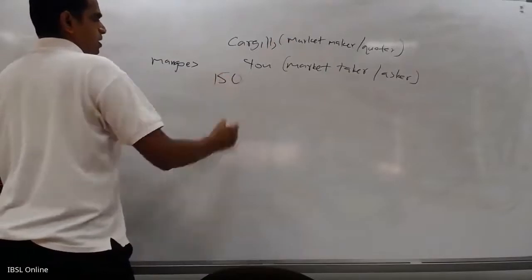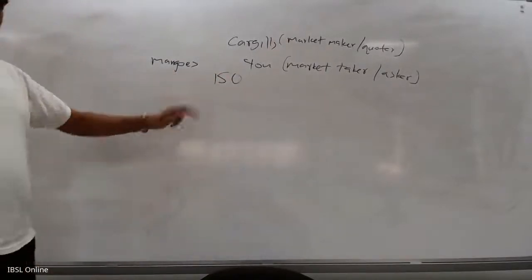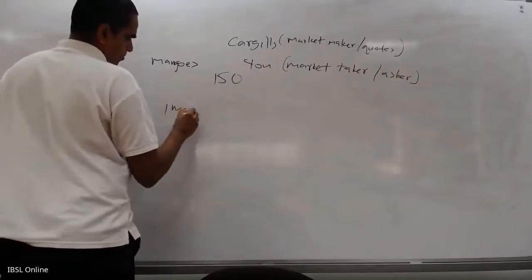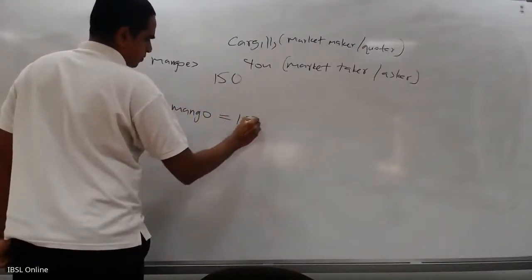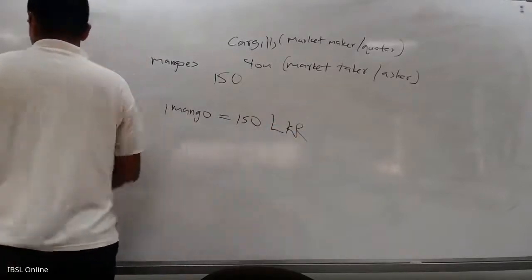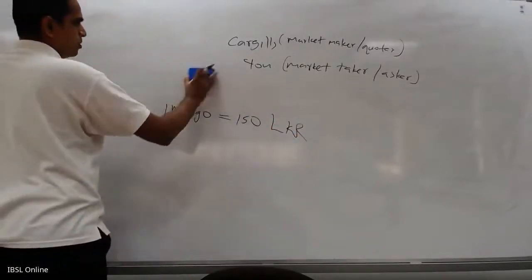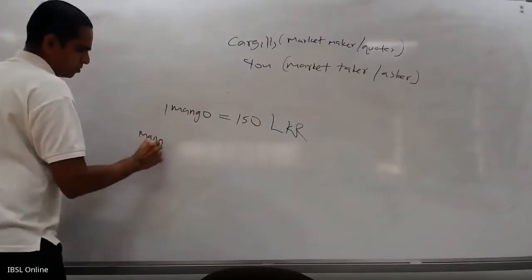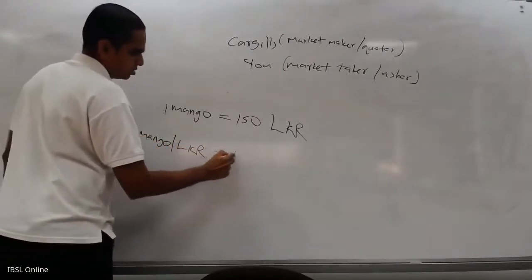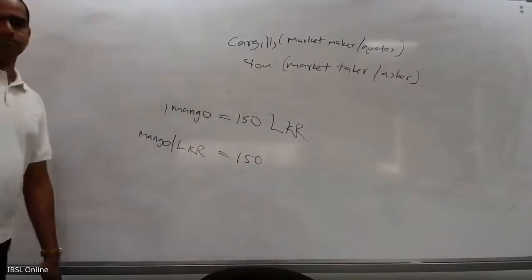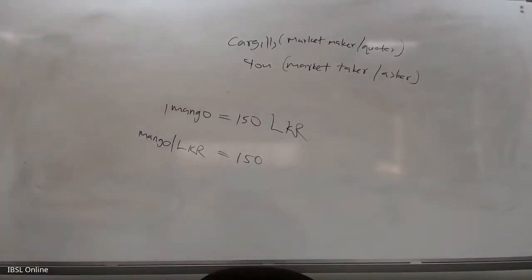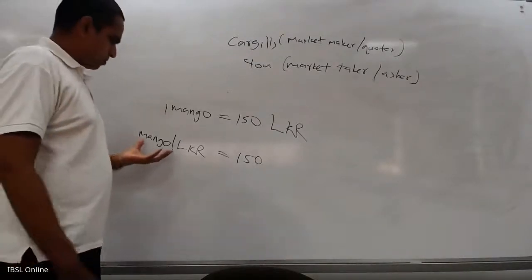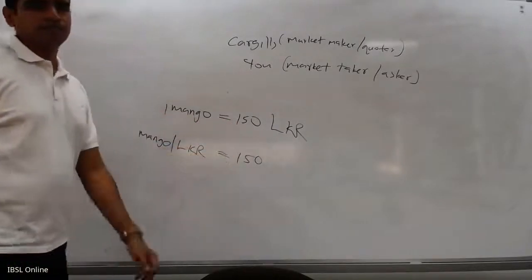Price of a mango, Cargills will say is 150 rupees. So this is the price of one mango, 150, the price of one mango in terms of rupees. Okay. So what you can say is the mango to rupee exchange rate is 150. This is called an exchange rate. That is the price of one currency in terms of another currency.